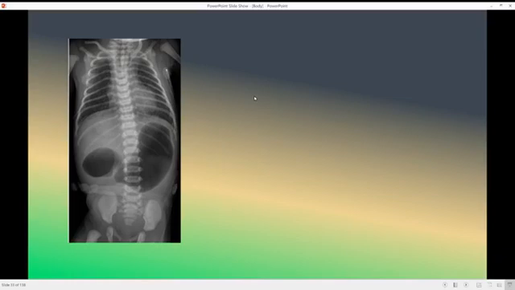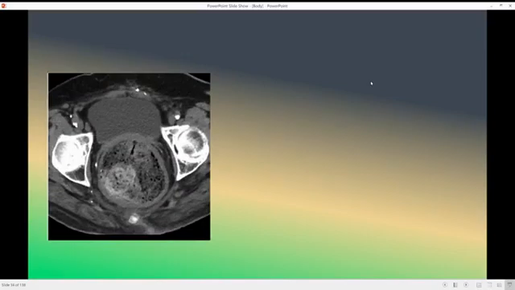Okay, so this is duodenal and esophageal atresia. Duodenal and esophageal atresia. Okay, we move to the next case. What do you think about the next case?